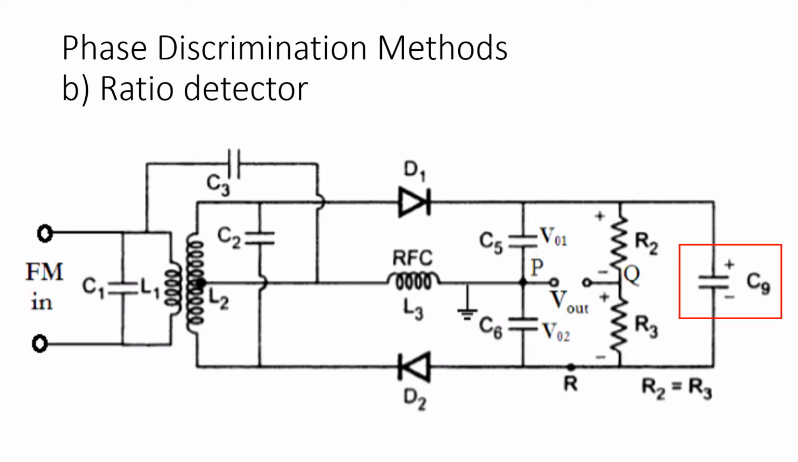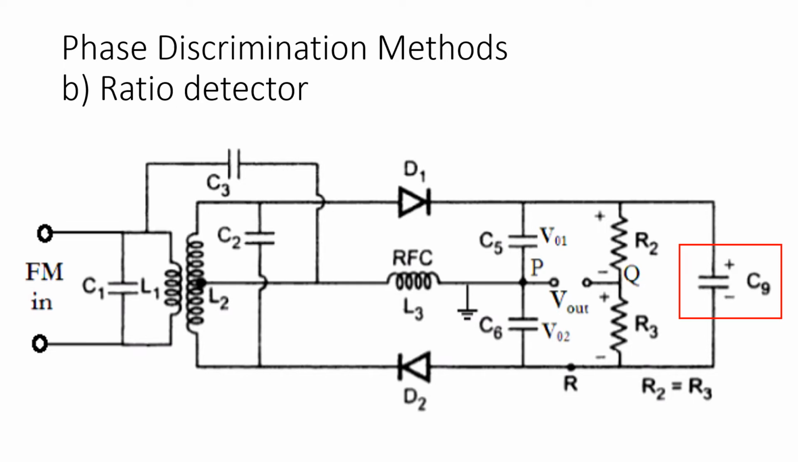This initially charged capacitor C9 removes voltage variations in output. This is advantage of ratio detector. It does not require limiter to remove the voltage variations.